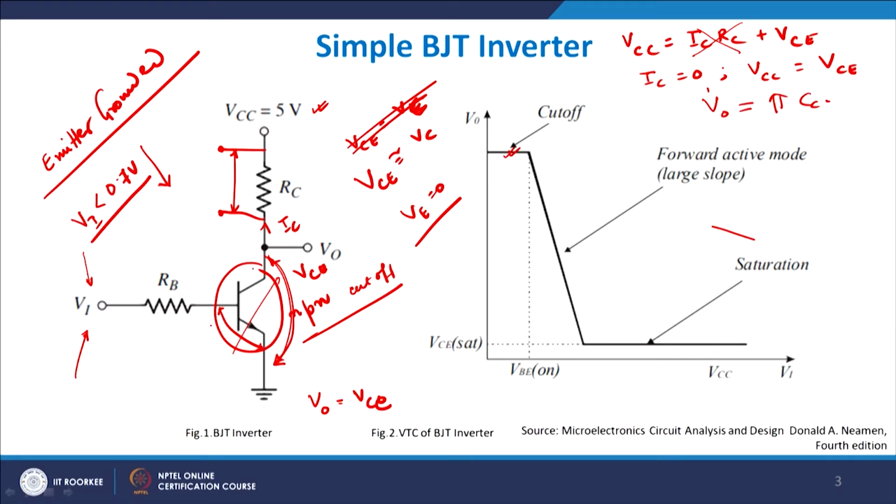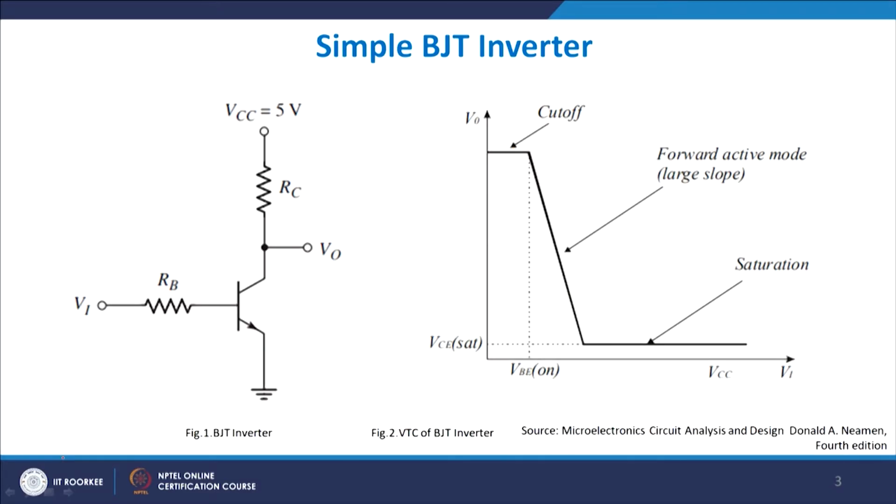So, when the device is in the cutoff mode, IC equals 0, implying that your output voltage is approximately equal to VCC. If you are using a plus 5 volt VCC, I will get this to be equal to plus 5 volts, plus VCC.